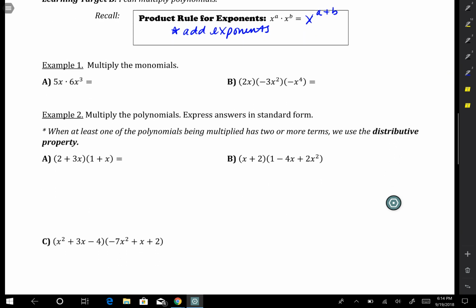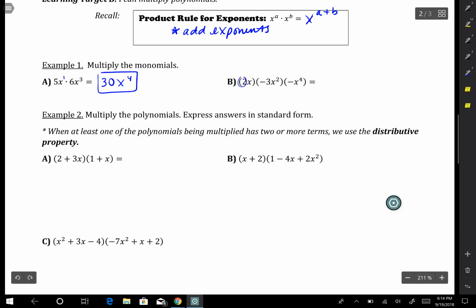First, let's multiply two monomials. If you have monomials, remember those are just single terms. You can multiply the coefficients together. So I have 5x times 6x cubed. So I can take 5 times 6, and that's 30. And then if I take x to the first times x cubed, that would be x to the fourth, adding those exponents. Letter B, I have 3 monomials.